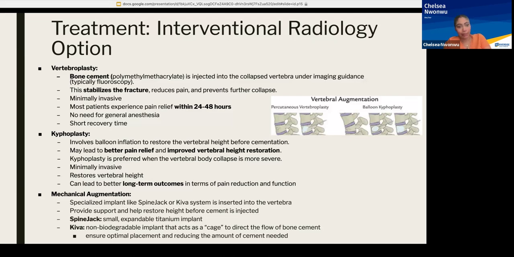And then kyphoplasty goes a step further compared to vertebroplasty by using a balloon to inflate the vertebral body, and then you inject cement. This one is particularly effective in cases with severe collapse, improving both pain and functional outcomes. There's also mechanical vertebral augmentation, such as Kiva and SpineJack, a technique that uses an implant for structural support of the vertebral body to provide a reservoir for bone cement. It helps to restore vertebral height and shape, in addition to providing support and somatic relief.